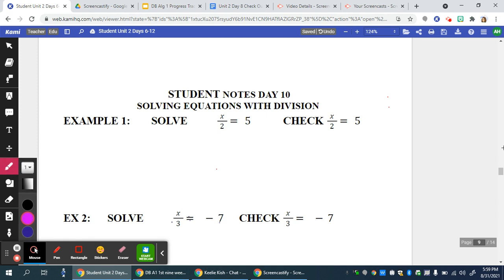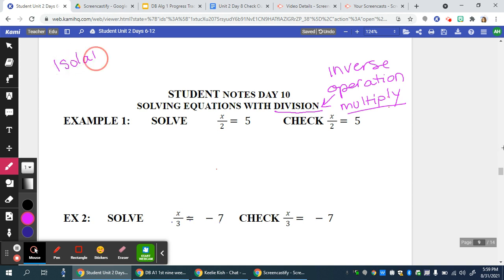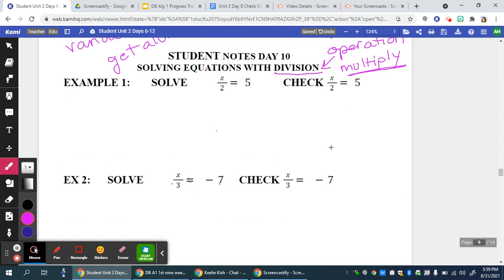Before, we already did solving equations with multiplication, where the inverse operation was division, but now the inverse operation of division is multiplication. So we are going to be multiplying a bunch in this notes. And just like before, we still want to isolate the variable, which means get alone, get the x or whatever letter alone. But this time we're going to be doing it by multiplying because that is the inverse operation. So let's look at example 1.